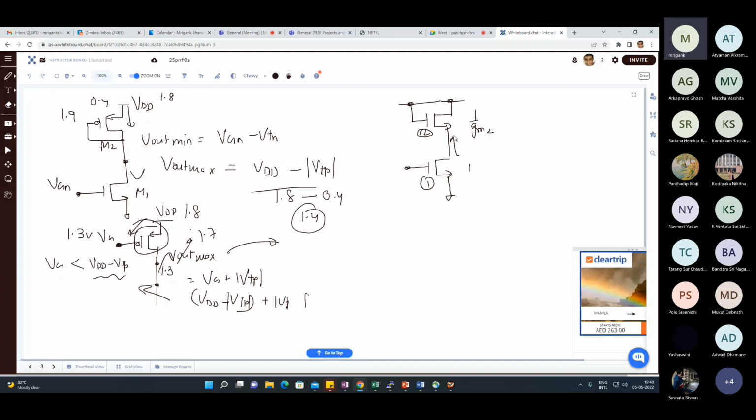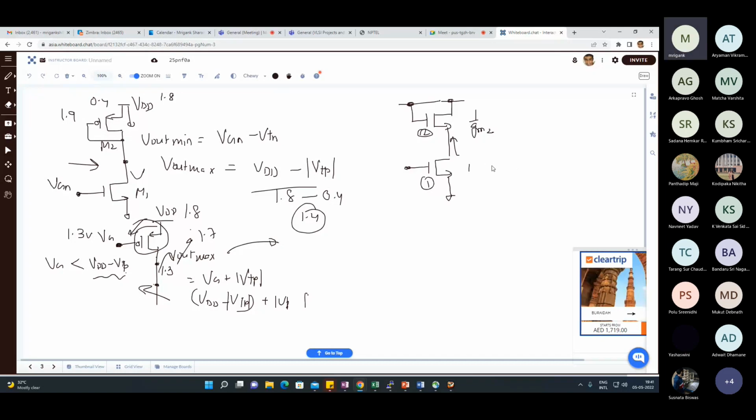So the impedance looking into the source of a MOSFET where the drain and gate are at constant potential is very easy. It is simply 1 upon GM, because gate is constant, drain is constant. A change in source voltage will lead to a GM VGS change in current. So 1 upon GM2, and then I can simply replace it by 1 upon GM2. The same thing applies, the small signal remains the same. The frequency response argument, whatever I mentioned for this one, remains the same.